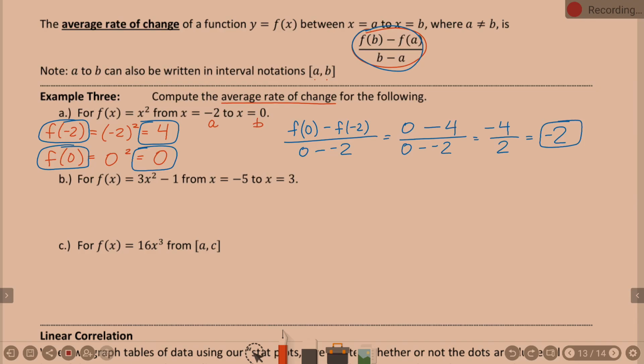Okay, B. f of x is now given as 3x squared minus 1. We have a new interval, negative 5 to 3. Negative 5 and 3 are going to be my what? That's your a and b. Technically, it doesn't really matter which is which. Traditionally, a is smaller, b is larger, but in reality it doesn't matter a whole lot. So we need to find those values. I'm going to find f of negative 5. I'm going to find f of 3.